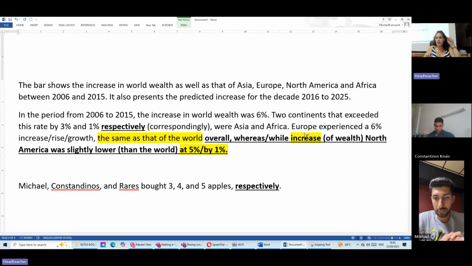So again, it would be a mistake if you say the wealth was lower. No, not the wealth was lower. The increase of wealth was lower. It is the increase that you refer to, the increase that you want to describe, the increase that you care about, not the wealth, not the country, the increase of wealth. Do you get the subtle difference between the terms? Do you understand it? It's very important to make this subtle distinction, to highlight it, okay? So make sure you don't fall into such traps.